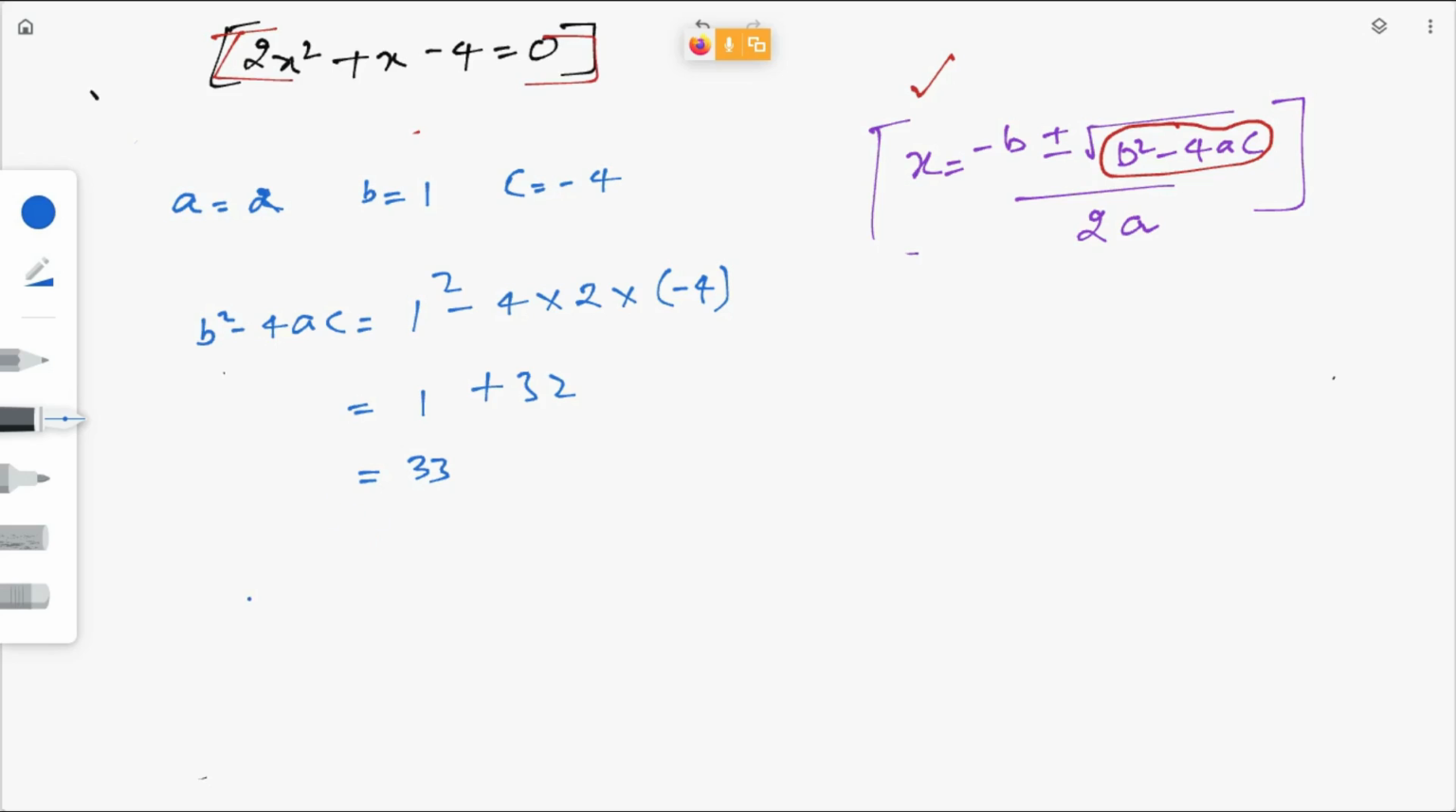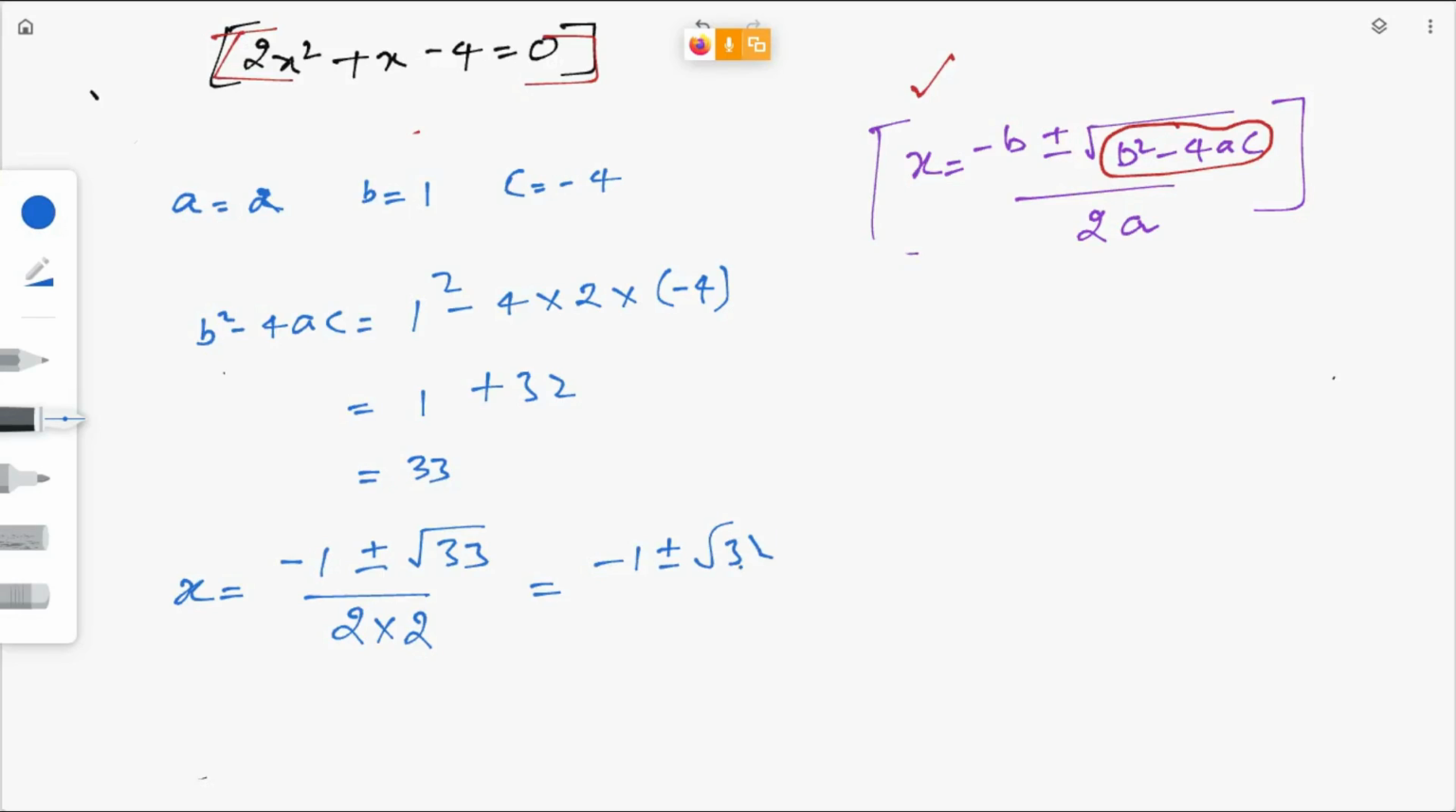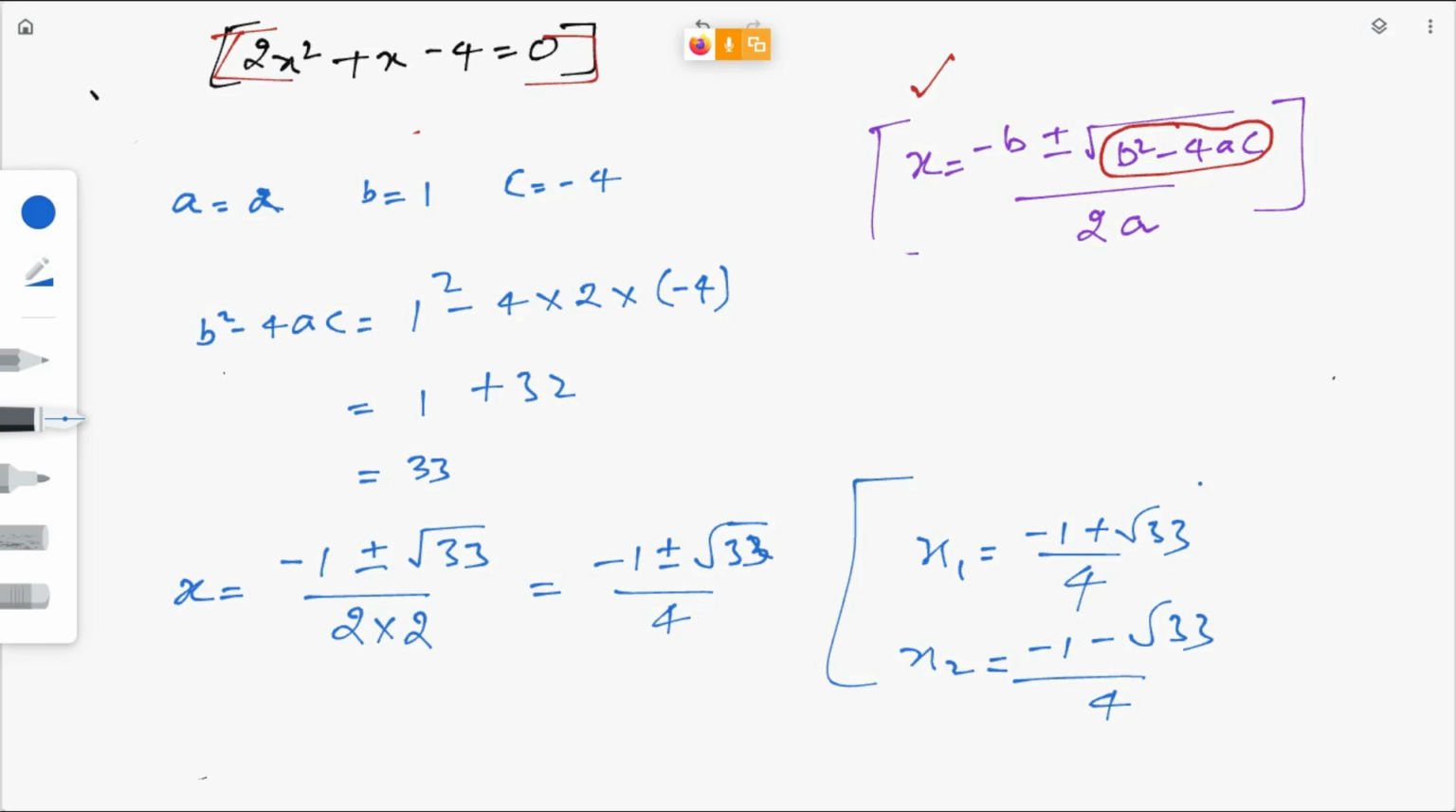So now real roots exist. Now take the quadratic formula and then substitute the values. Minus 1 plus or minus root of 33 divided by 2 into 2. Minus 1 plus or minus root 33 divided by 4. Okay, so the first solution is minus 1 plus root 33, and the second solution is minus 1 minus root 33, whole divided by 4. So these are the solutions.